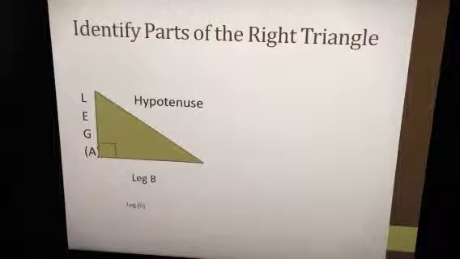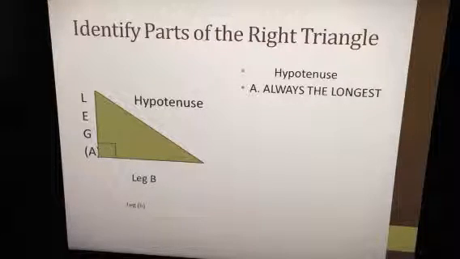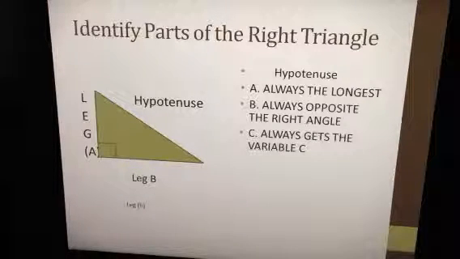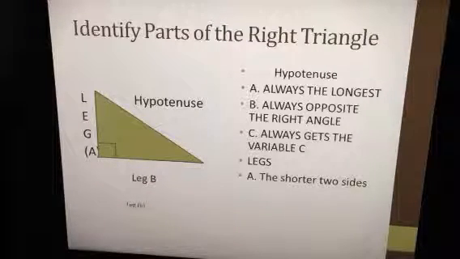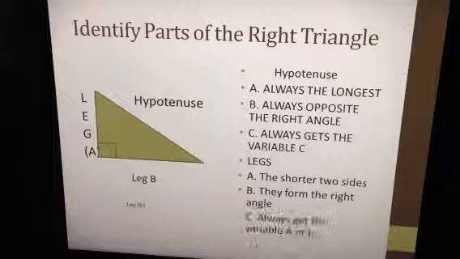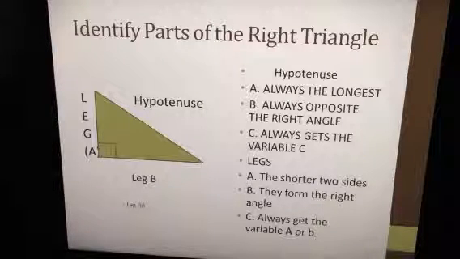Identifying parts of the right triangle. First, three important characteristics of the hypotenuse. It's always the longest side, always opposite the right angle, always gets the variable c. Now the legs, the shorter of two sides. They form the right angle and always get the variable a or b.